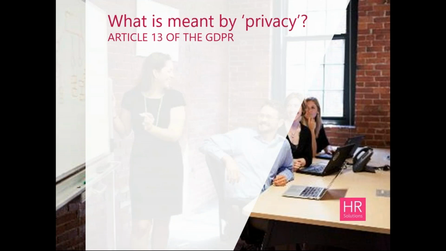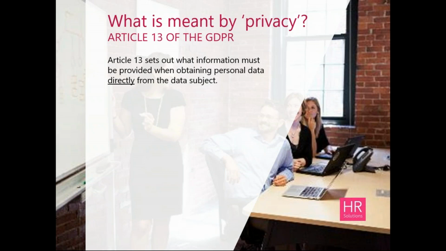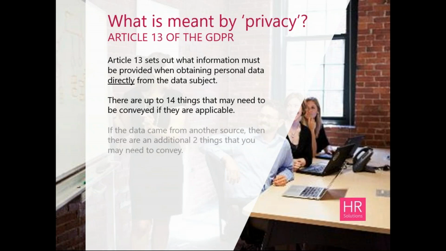Now, this packet of information, if you will, is set out in Article 13. So if you've got any legal people or legal teams, and they want to know where to go and get it and write their own privacy information, this is where it comes from. This sets out what information must be given to us as data subjects if an organisation is getting our data from us directly, rather than from another organisation or another person. There are up to 14 things that may need to be conveyed to us if they're applicable.